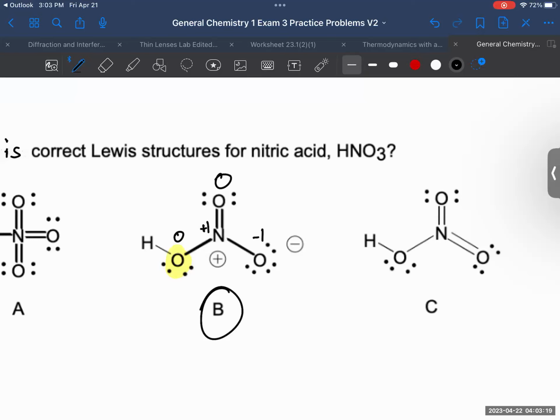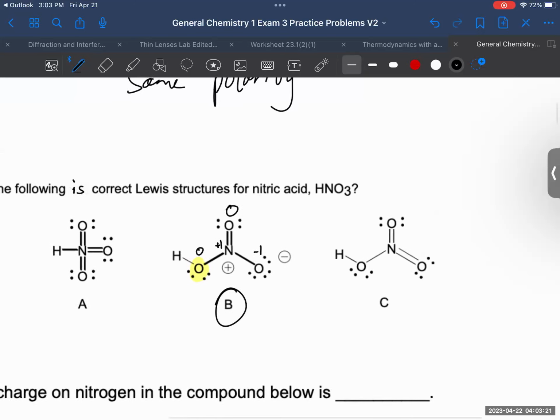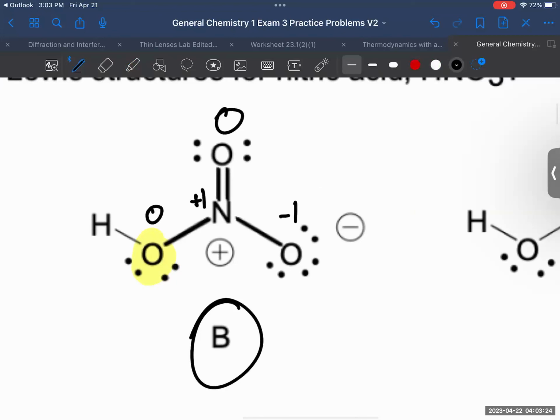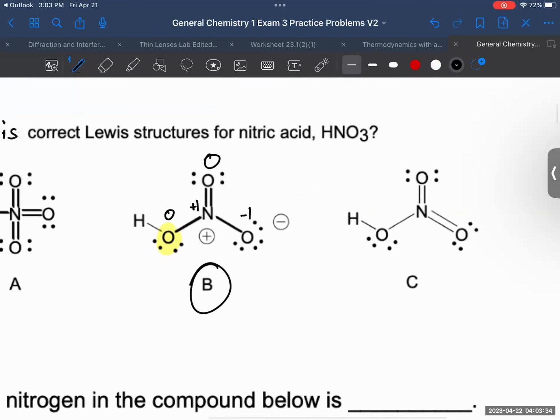So that is indeed a correct Lewis structure. But here it's positive one, here it's negative one. Don't you want everything to be zero? It does cancel out. The positive and the negative cancel, so you're left with zero.